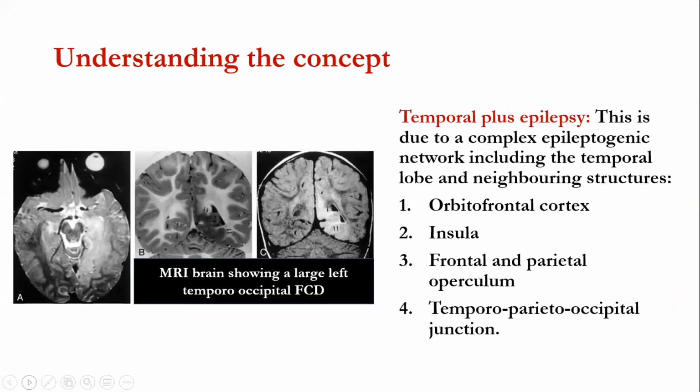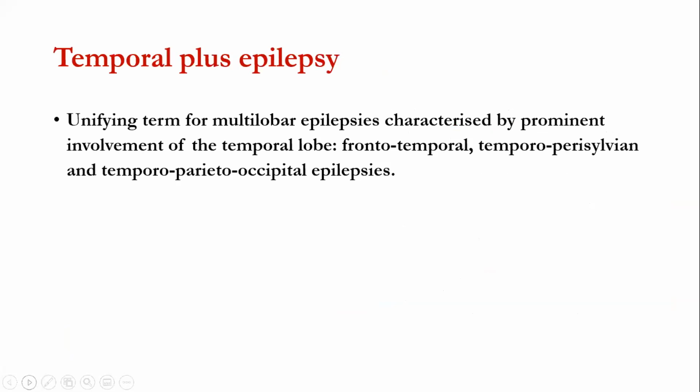Then we come to temporal plus epilepsy. Here, the network is much more complex. You have an epileptogenic network that includes the temporal lobe, but extends beyond the temporal lobe to involve adjoining nearby structures, which could be the orbitofrontal cortex, insula, the operculum, or the temporoparieto-occipital junction. So this term has been used as a unifying term for a multilobar epilepsy, where one of the lobes involved is the temporal lobe. Along with that, the network involves additional areas.